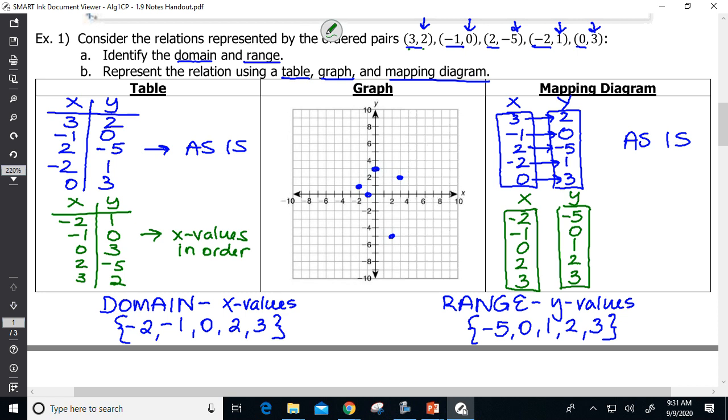3 is forever paired to 2. So 3 goes to 2. Negative 1 goes to 0. 2 goes to negative 5. Negative 2 goes to 1. And 0 goes to 3. So they're still linked. Now they're just not across from each other. They're still linked to each other though.